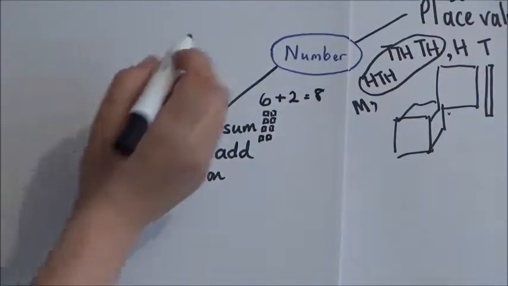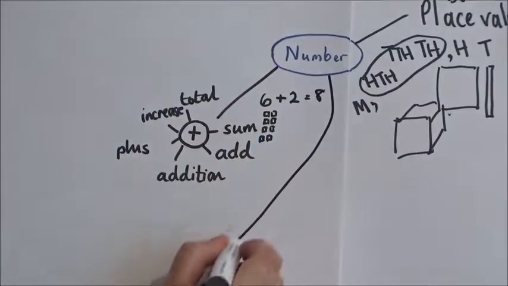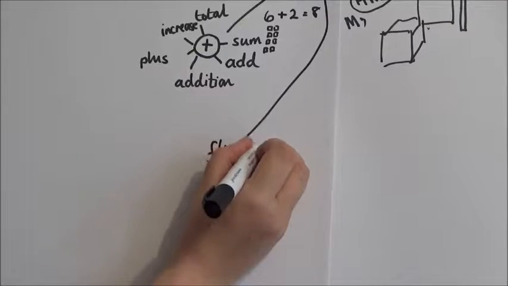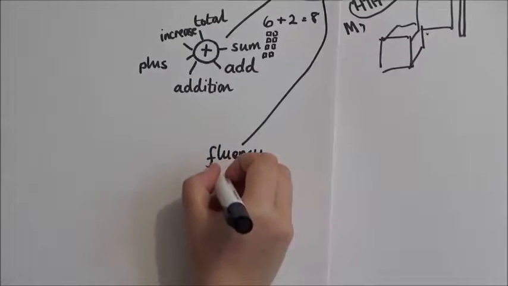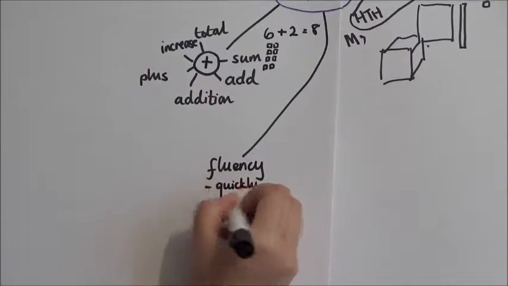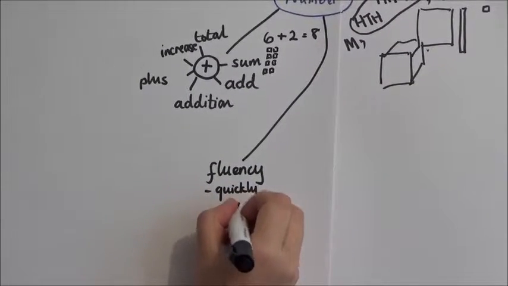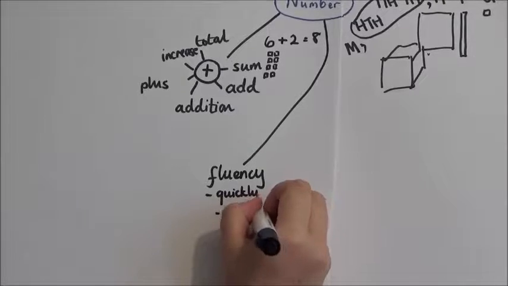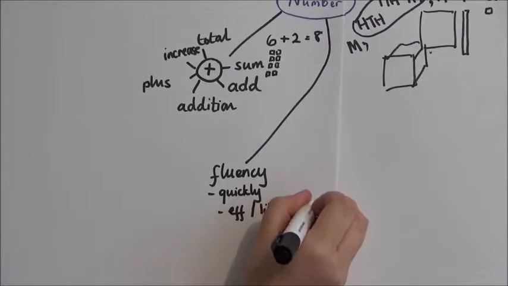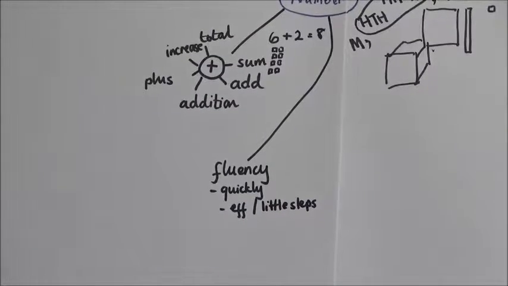We also talked about our fluency with addition. Fluency means that we're doing things quickly, more efficiently, and that we did it in as few steps as possible to make the calculations easier for us.